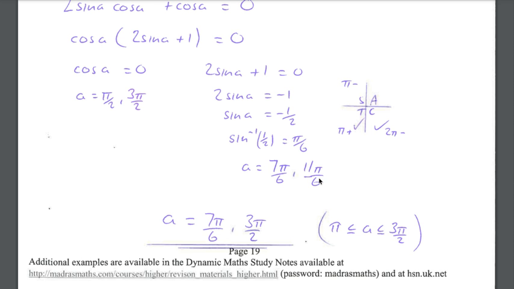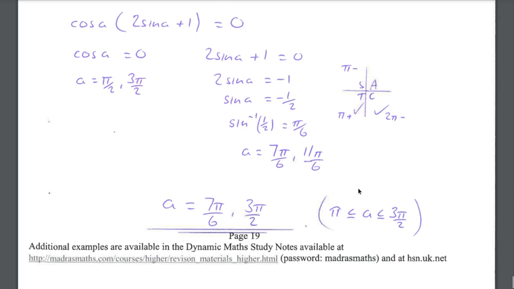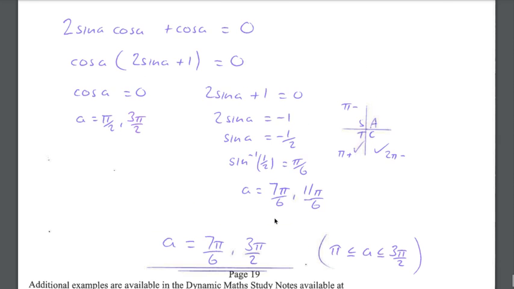11 pi by 6 would be too large. That's 330 degrees. How do I know that? Pi by 6 is 30. 11 30s are 330. Pi by 2, half of pi, is clearly smaller than a whole pi, for a positive value, certainly. So our 2 answers for a are 7 pi by 6 and 3 pi by 2.